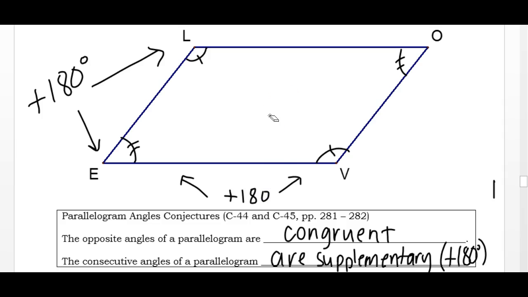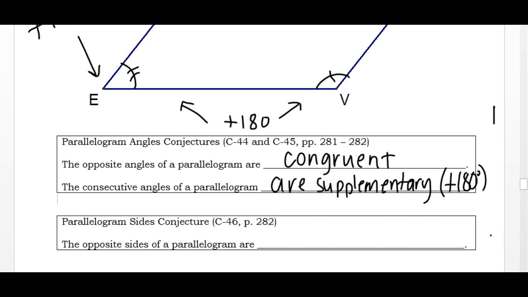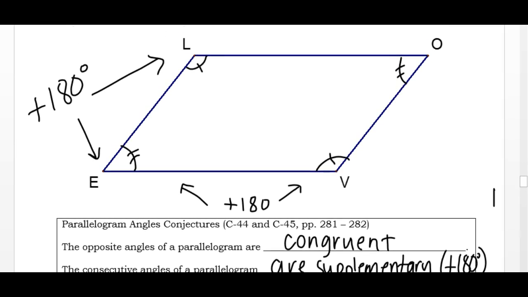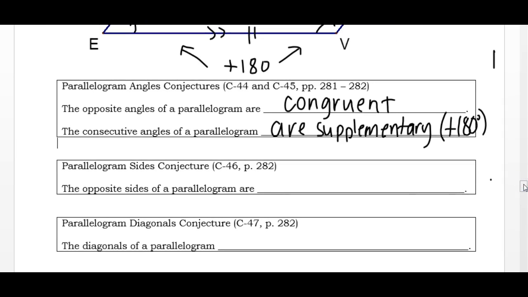So, okay, my next one says the opposite sides of a parallelogram are blank. So the opposite sides would be like the top and the bottom, the left and the right. We already know that they're parallel. That's in the definition. Parallelogram, parallel. That's not what I'm going to make my new conjecture, though. My new conjecture will be that they are also congruent. So the left and the right side are the same length. The top and the bottom side are the same length. They are congruent.